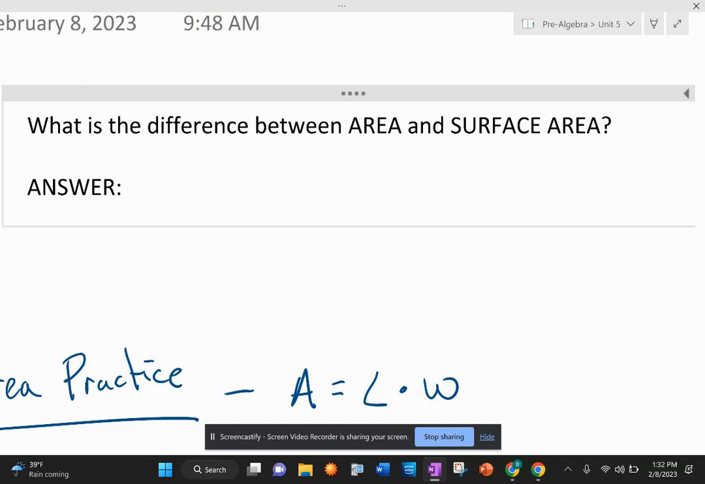All right, what do we think? Somebody explain to me what area is. Go for it, Audrey. So that is how you would find area. Can you describe that? Like, what does that mean?